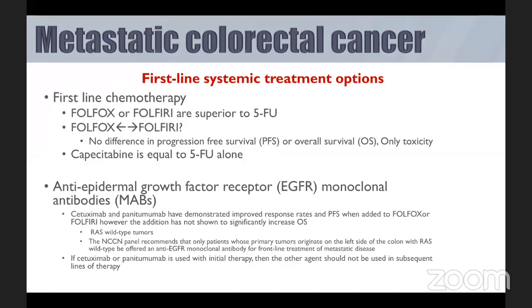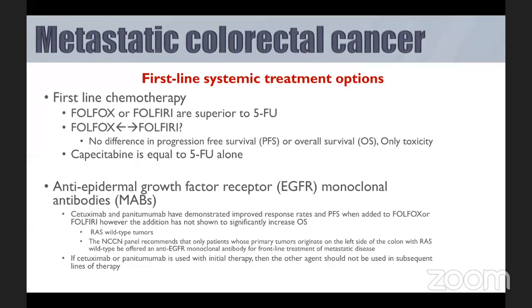Although you have here some targeted therapy, which includes, for example, the anti-epidermal growth factor receptor, which is a monoclonal antibody that works on the epidermal growth factor receptor and prevents the cell from dividing and inhibits tumor growth. Those medications include cetuximab and panitumumab.